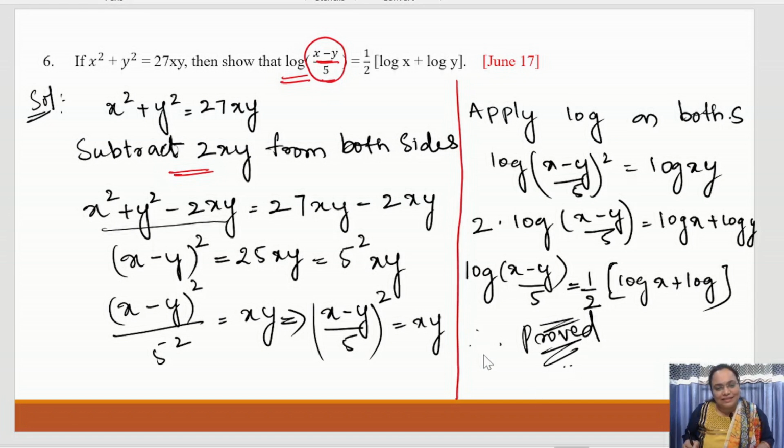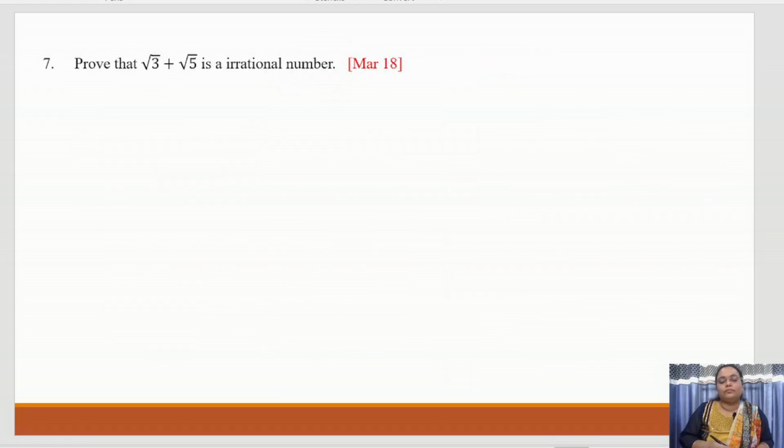So please do practice these kind of questions. Okay, so you might expect these kind of questions in the board exam, only the numbers might change. Okay, so let us solve the next question.